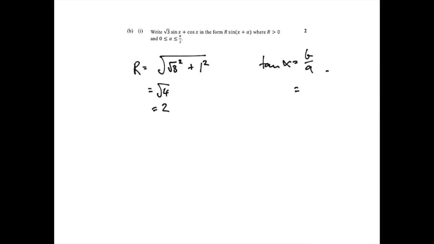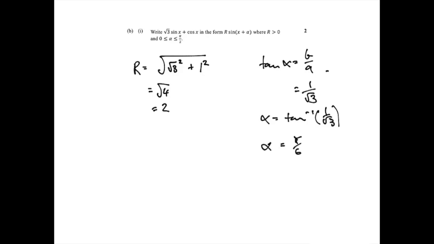Okay, question 5 part B. This one is our auxiliary method, and the next 3 parts all relate to this one. Start by finding R. That's going to be the square root of A squared plus B squared, where A is root 3 and B is 1. That's a nice one: root 4, which is 2. And our tan alpha is B over A. In this case B is 1 and A is root 3. So alpha is inverse tan of 1 over root 3, which of course we know is pi over 6.